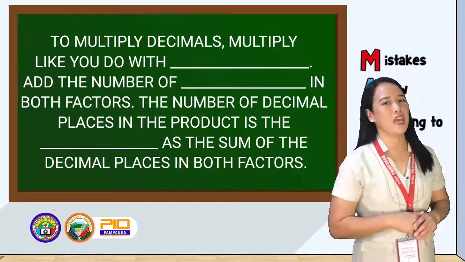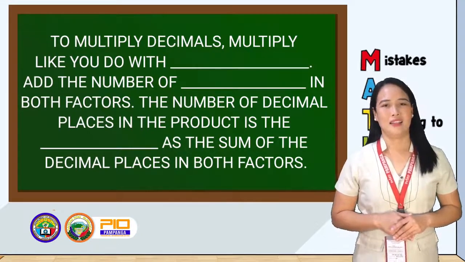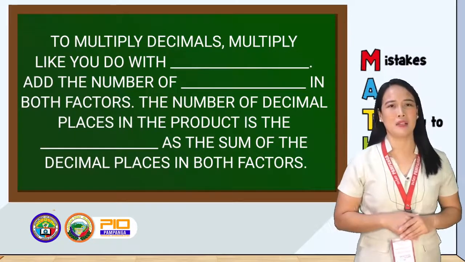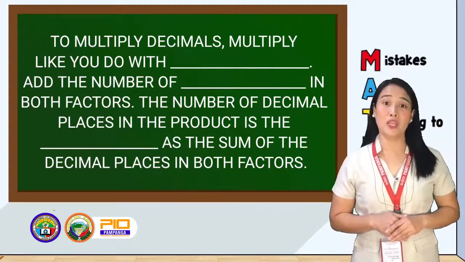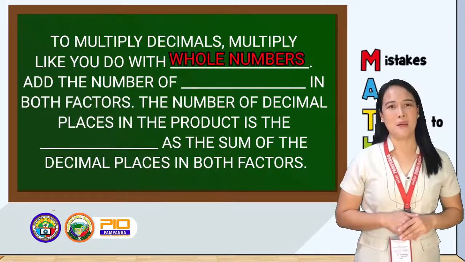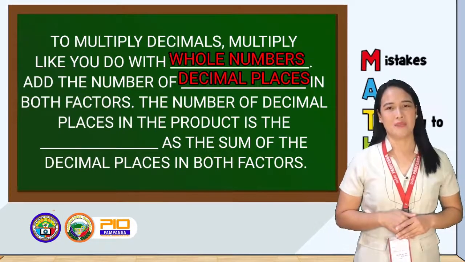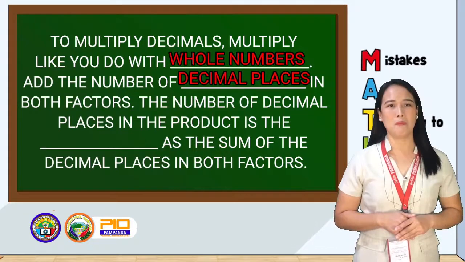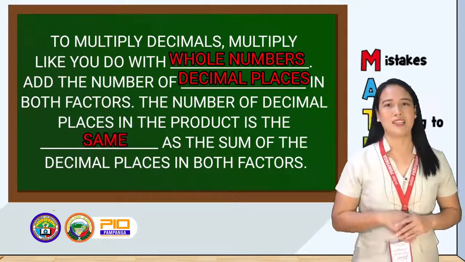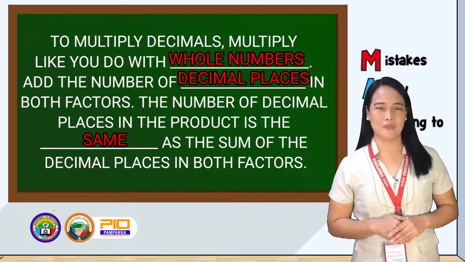Let's see if you were able to give me the correct answers. Let's have the first one. So it means to multiply decimals, multiply like you do with whole numbers, and then add the number of decimal places in both factors. The number of decimal places in the product is the same as the sum of decimal places in both factors.